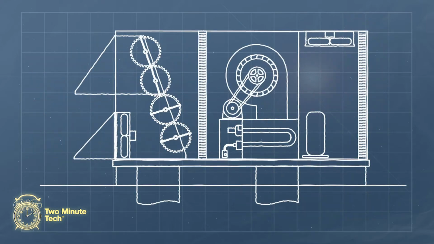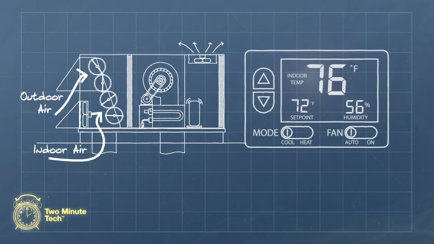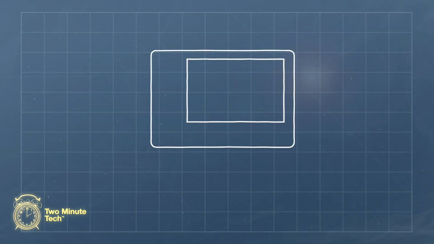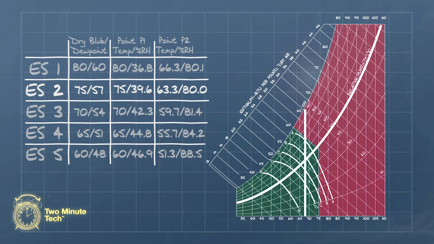When choosing the correct enthalpy zone, we need to look at the outdoor air condition versus the return air condition and the thermostat setting. The enthalpy zone should be set so that free cooling occurs when the outdoor conditions are equal or better than the indoor conditions. In an example, if the thermostat is set to 68 degrees Fahrenheit with a 50% indoor relative humidity, the appropriate zone would be ES2. This would allow for the maximum free cooling opportunities without the potential of undercooling the space.